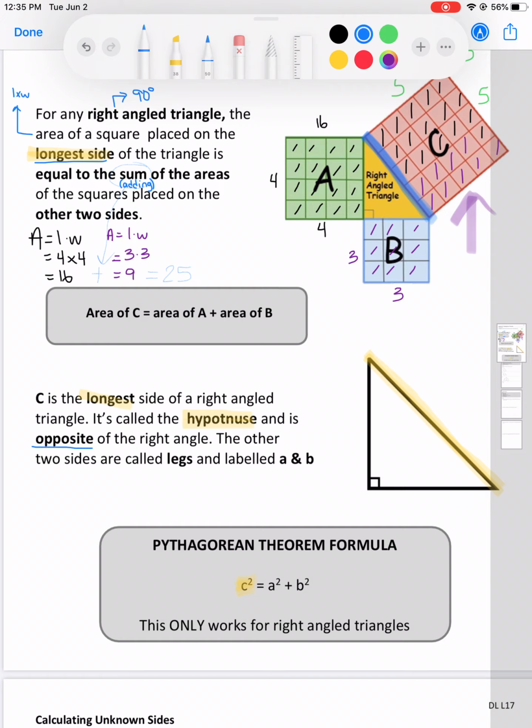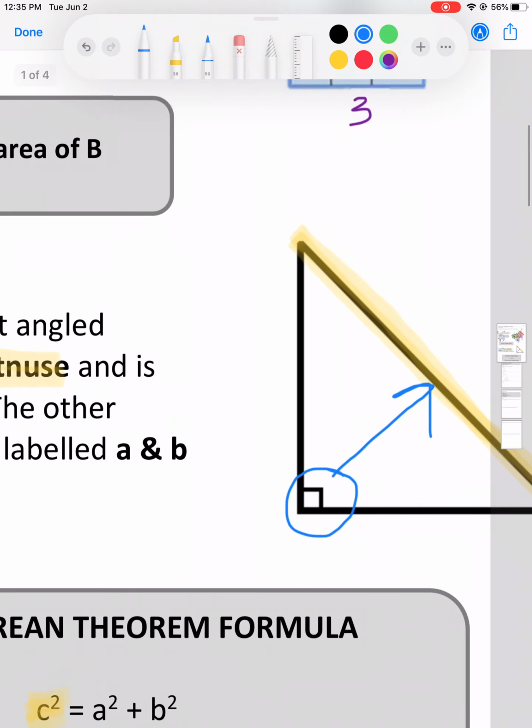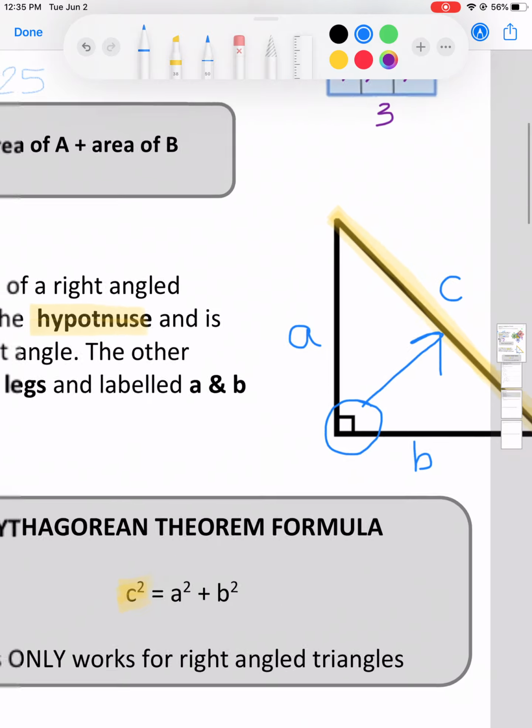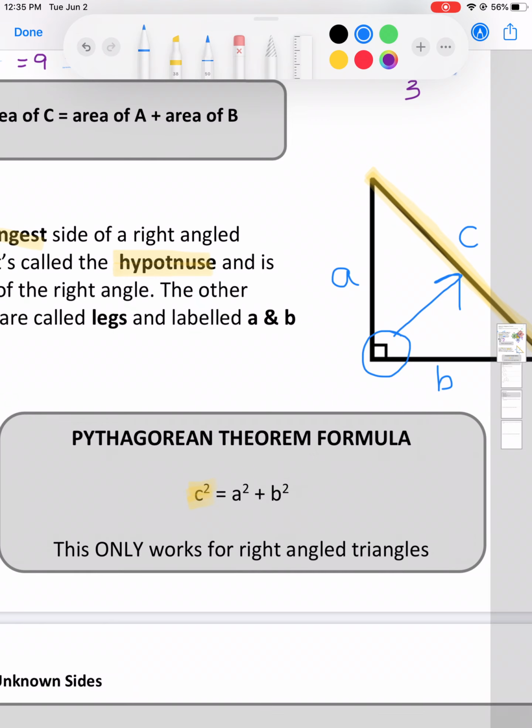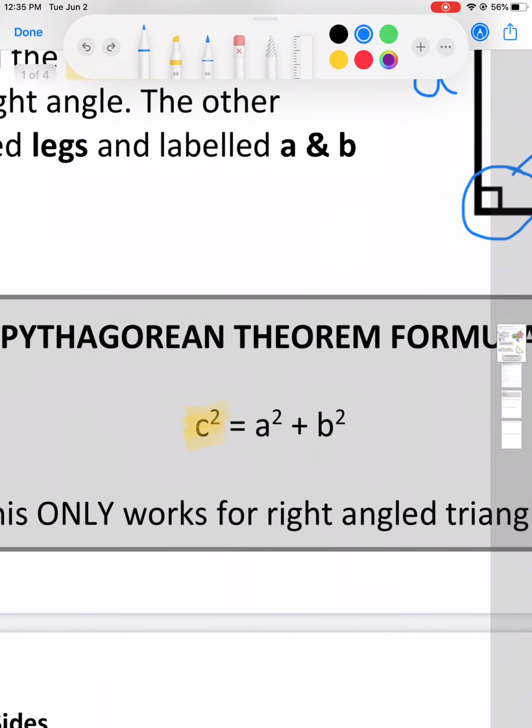Okay, here's the right angle. The 90 degrees, it's always opposite it. The other two sides are called legs and labeled A and B. Okay, so when we get our formula, we have C squared is equal to A squared plus B squared. Again, this should be review.